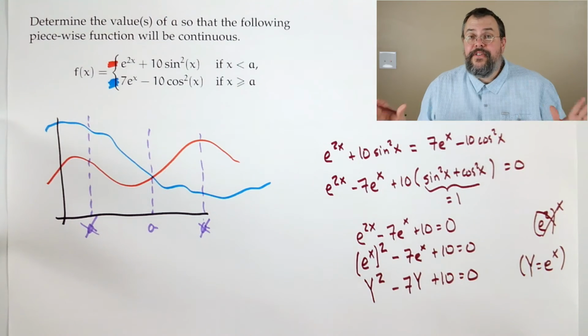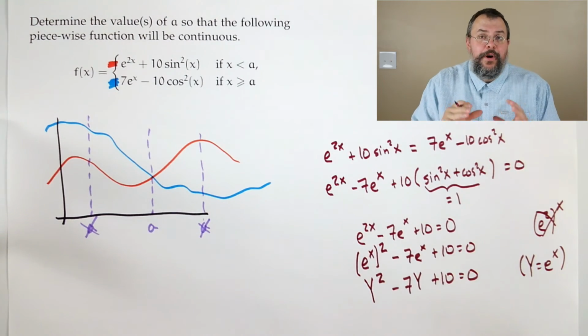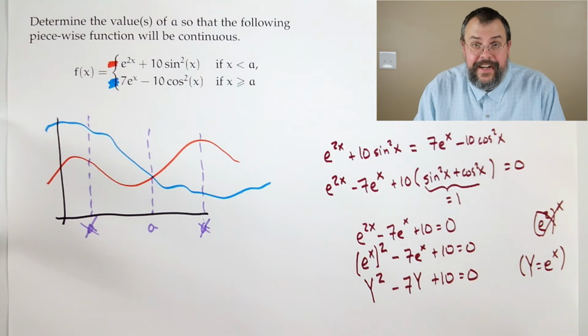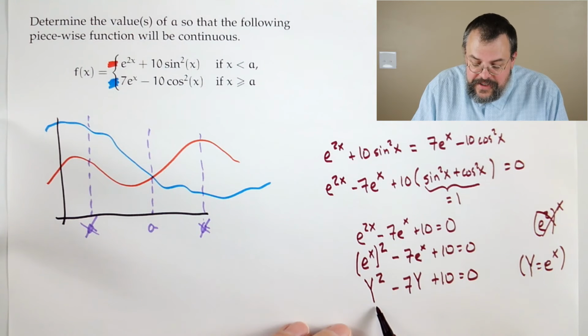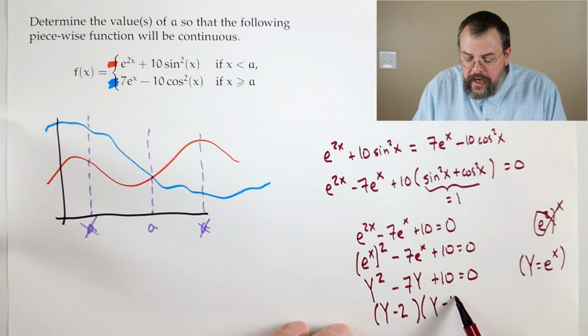Now, if you saw this problem, don't worry about where it came from, but if you just saw this problem, y squared minus 7y plus 10 equals 0, what would you do? Well, probably you would try to factor. And so, we should try to factor. And it does factor. So this factors as y minus 2 and y minus 5.